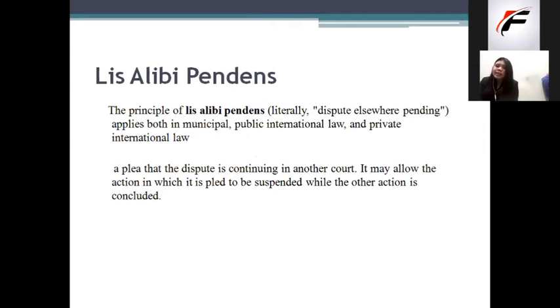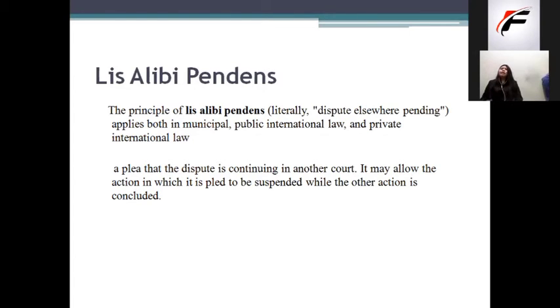Next is lis alibi pendens. Lis alibi pendens is a dispute always pending. It applies both in municipal, public international law, and private international law. Lis alibi pendens is a plea that the dispute is continuing in another court. It may allow the action in which it is pleaded to be suspended while the other action is concluded.